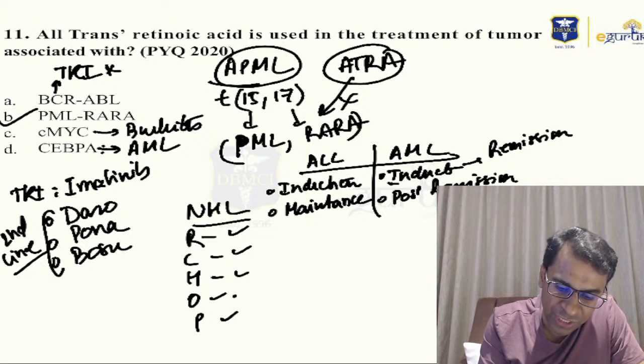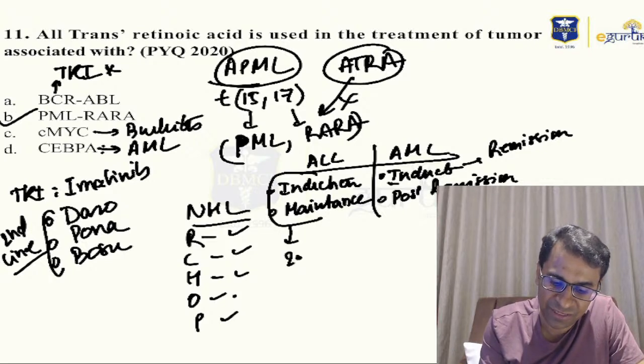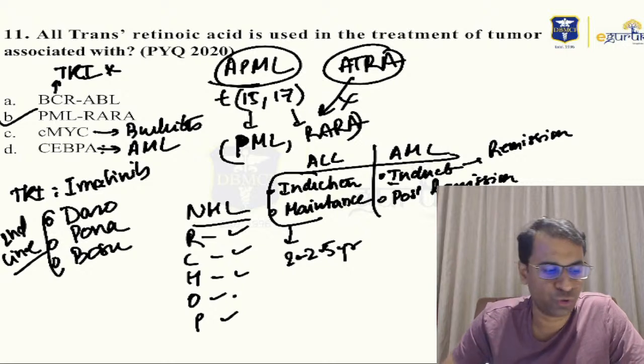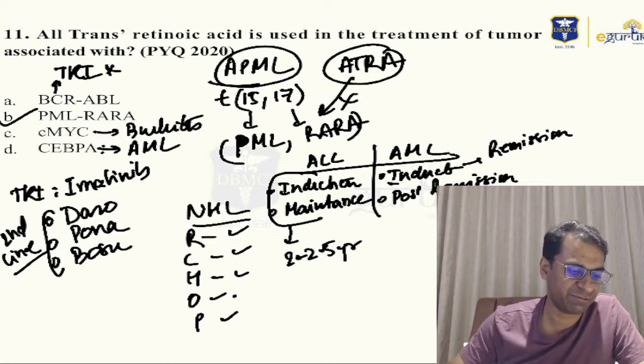The overall duration of ALL treatment is 2 to 2.5 years, but AML has a lesser duration. It often lasts around 2 to 2.5 months. A big difference between both of them.